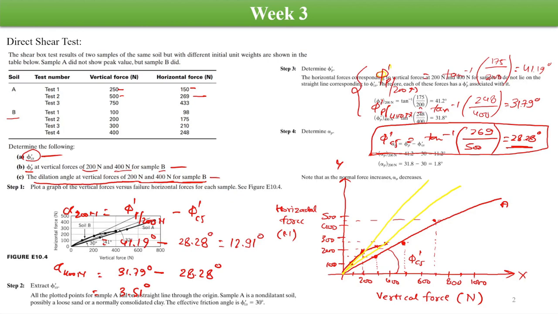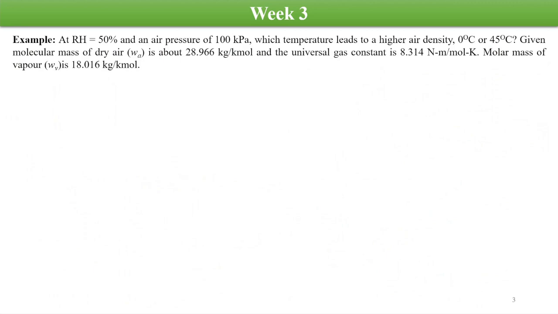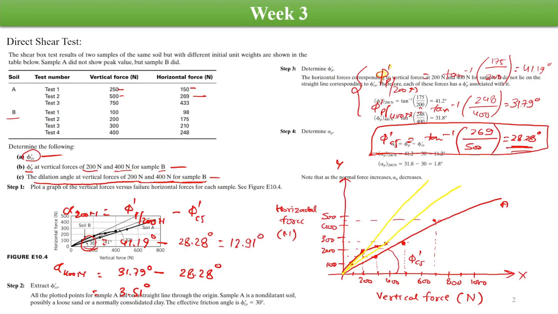So yes, these are the solutions which I have noted here from the book, but they are approximately the same, just that the value of phi dash critical state which they have calculated from the line is going to be 30 degrees instead of 28.28 degrees. Okay, so fine. In this problem, if you might be having any problem, then you can let me know.